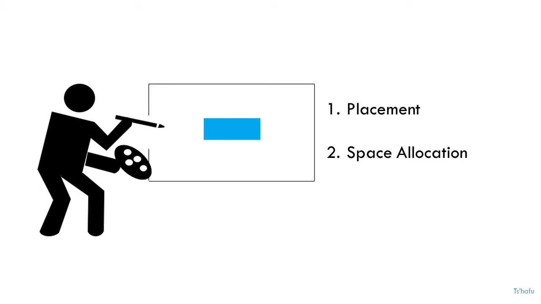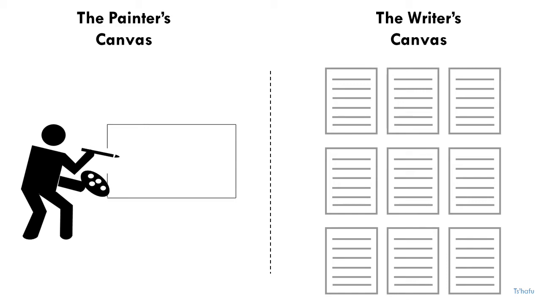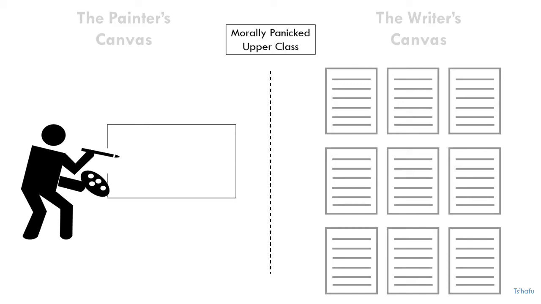Now, to conclude, let me just illustrate what that would look like for you, the writer, just to show the corollary here. On the left we have the painter, and on the right, your canvas as the writer is what? Words and pages. So here's what it would look like when we talk about placement. We have the morally panicked upper class at the top left. We can illustrate that with what we're seeing here on the first page.